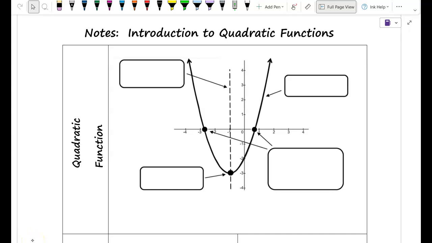So in the sorting parabolas activity, some of the vocabulary I started to talk to you about, we're going to solidify that vocabulary today, show what it means on the function. The first one is, what do we call this function? And we said that this is called a parabola. And that is the name for the U-shaped graph.